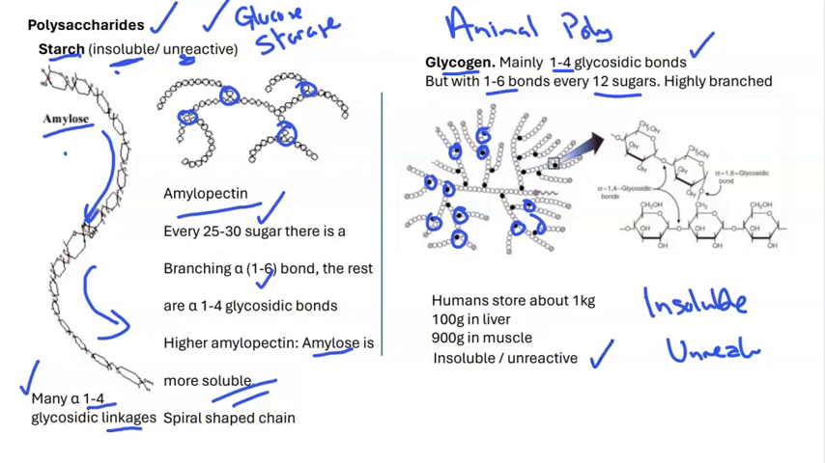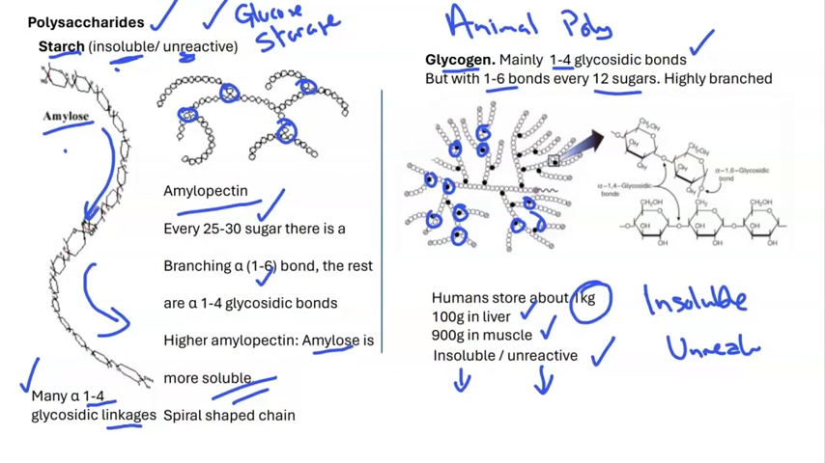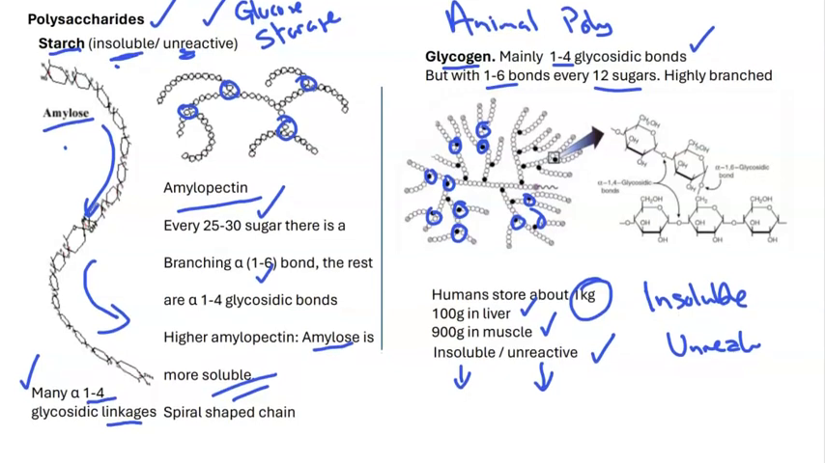as we've written here in fact, and this means that, insoluble, it has no osmotic effect. Unreactive, does not unnecessarily get involved in chemistry. As humans, we can store about 1 kilogram of glycogen, 100 grams in the liver, but much more in our muscles, and that's a topic that we'll visit later when we're looking at muscle physiology.